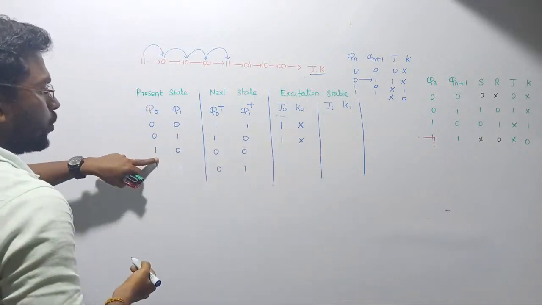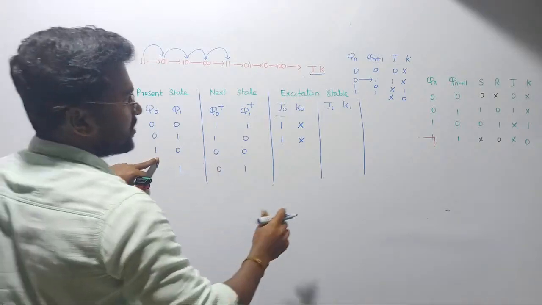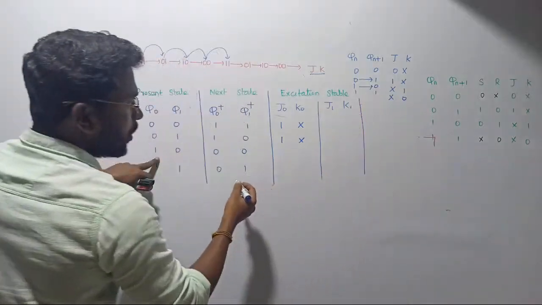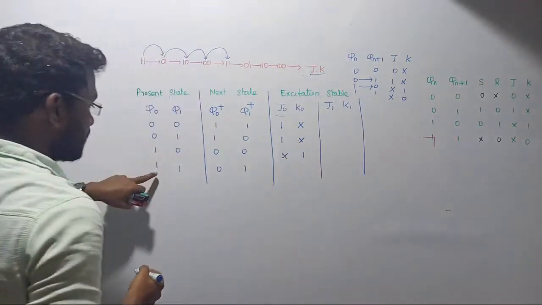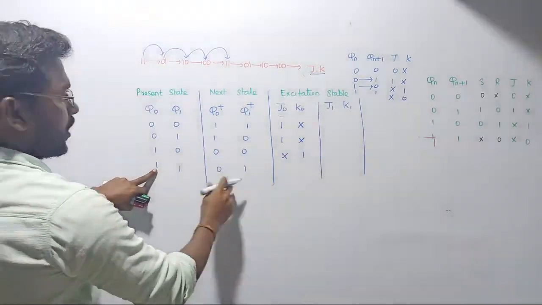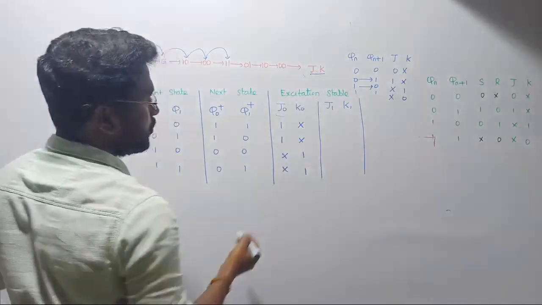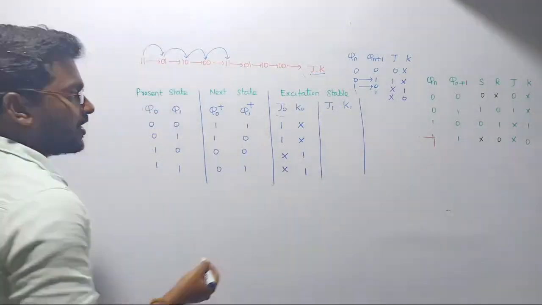Again, present state is 1, next state is 0, right? Its possible output is what? x1, right? So that is going to be x1. Present state is 1, next state will become 0, again possible outputs are x1, right? So let us write the next one.